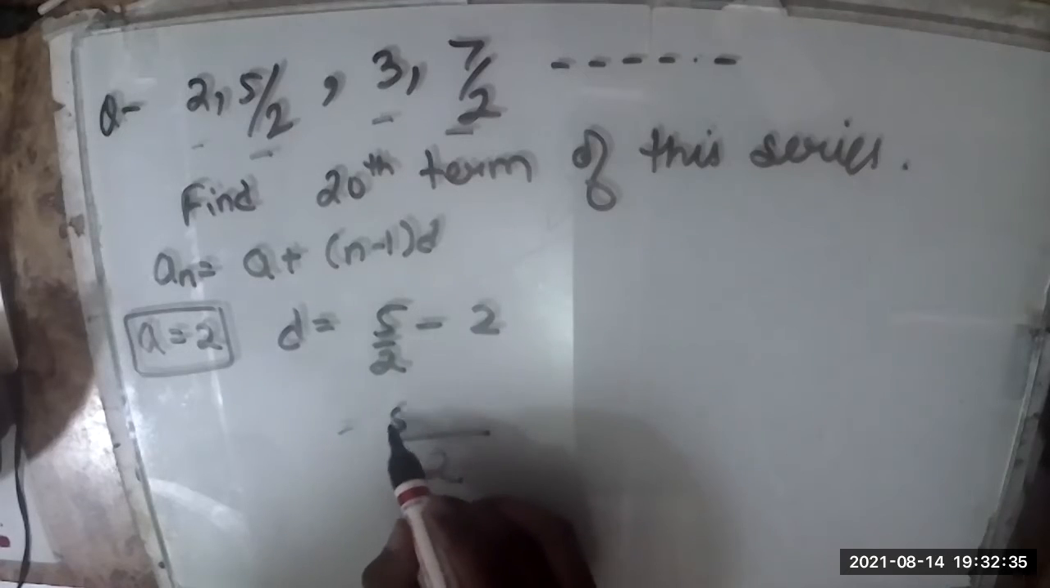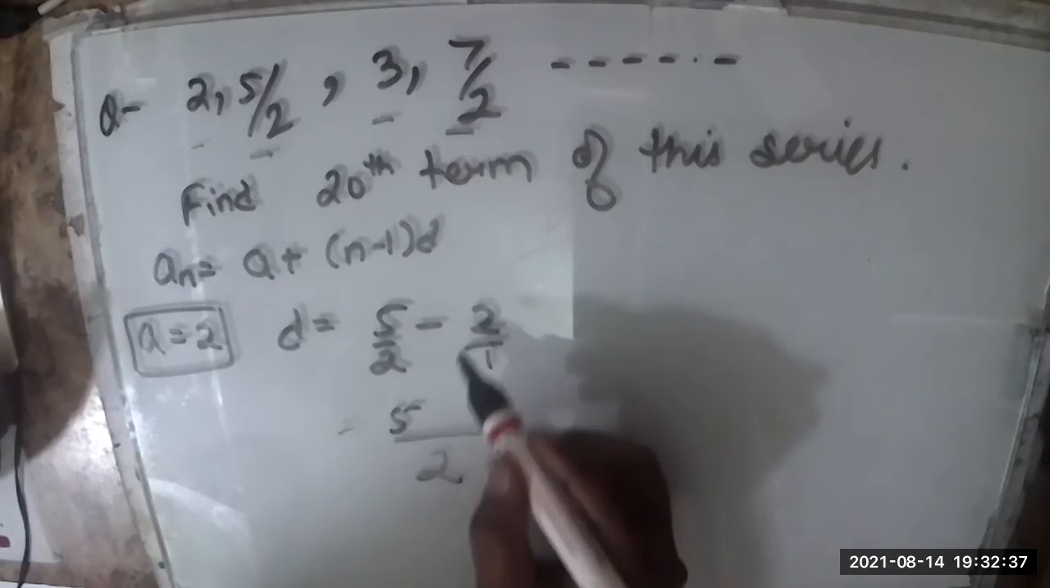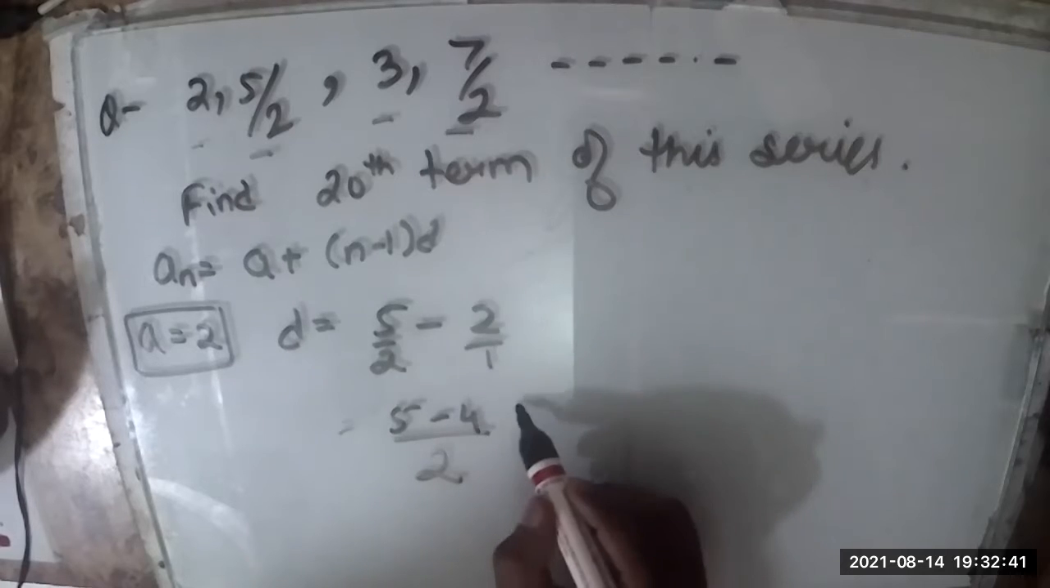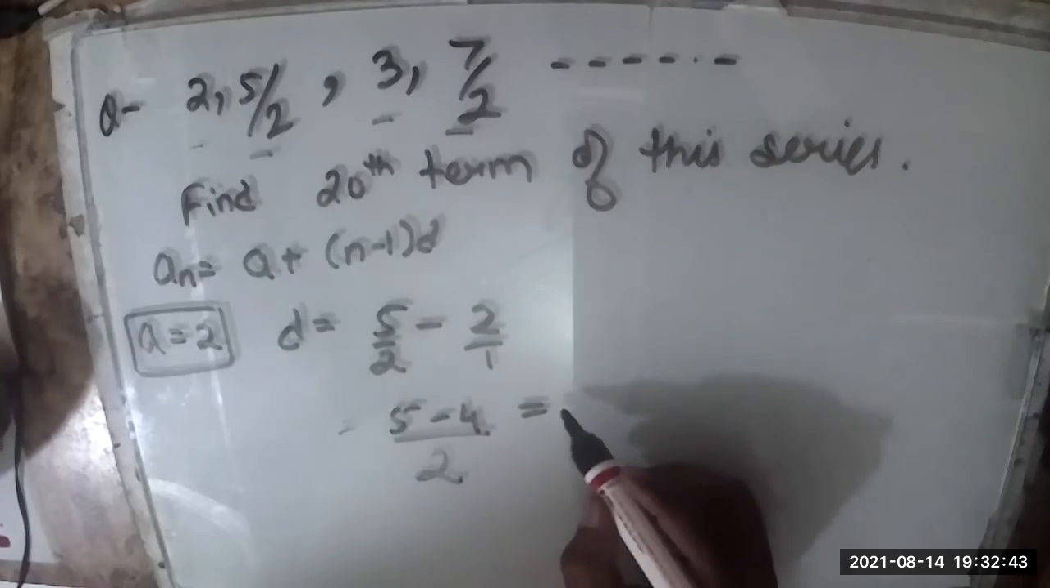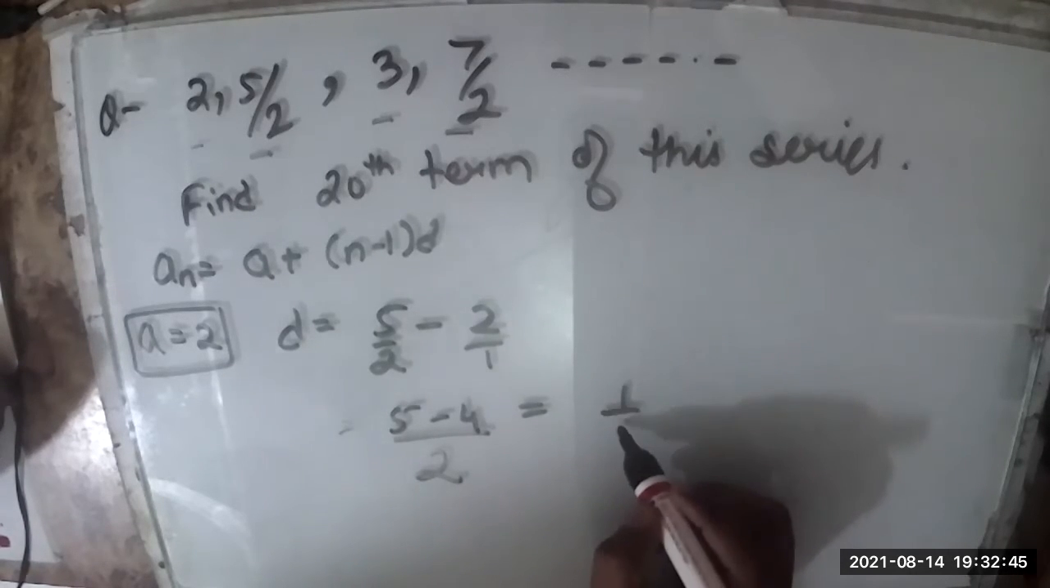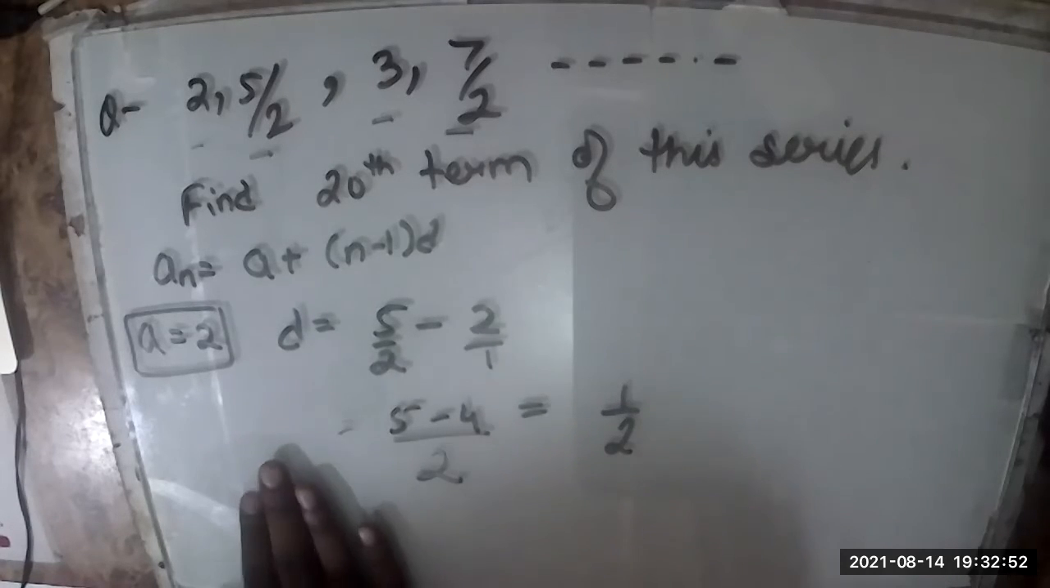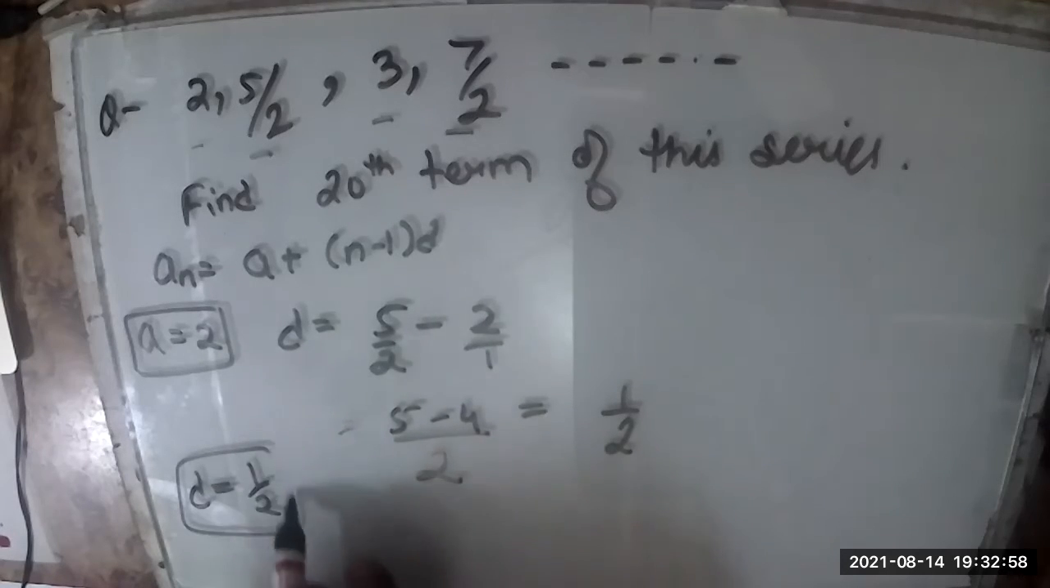Okay, it's 5, 1 by 2, then it will come minus 4. And what is the common difference? It's 1 by 2. So we'll find that the common difference is 1 by 2. Okay, I'm just rubbing all the calculation. Okay, no problem. I'll write it here. Common difference is 1 upon 2.